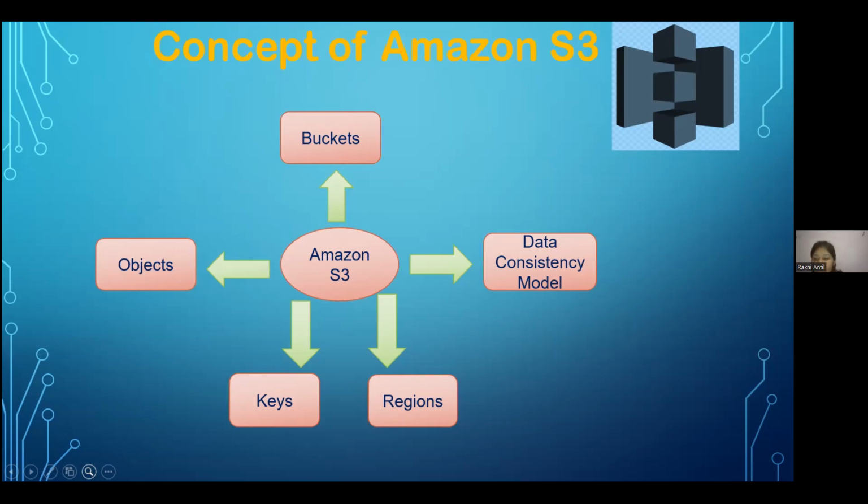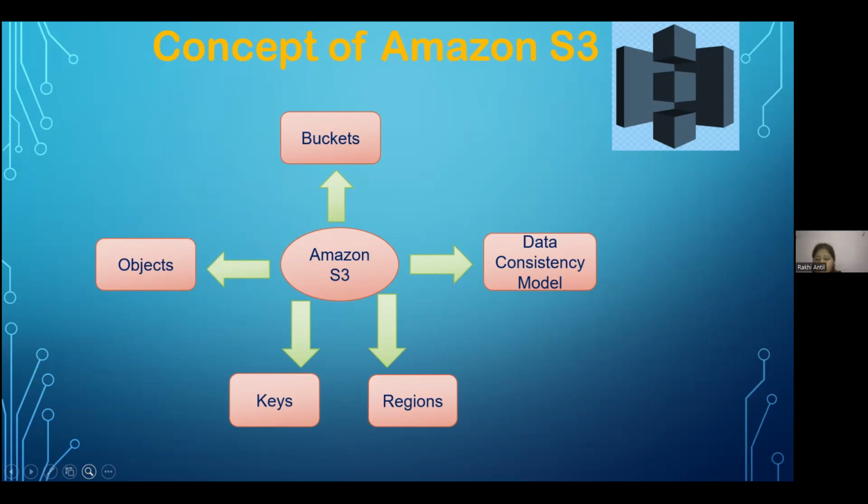Objects are the entities which are stored in the S3 bucket, and an object consists of object data and metadata, where metadata is a set of name value pairs that describe the data. It is uniquely identified within a bucket by a key or a version ID. Next is key. A key is a unique identifier for an object. Every object in a bucket is associated with one key. An object can be uniquely identified by using a combination of bucket name, the key, and an optional version ID.